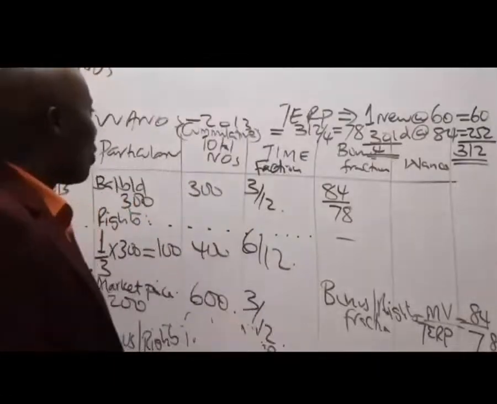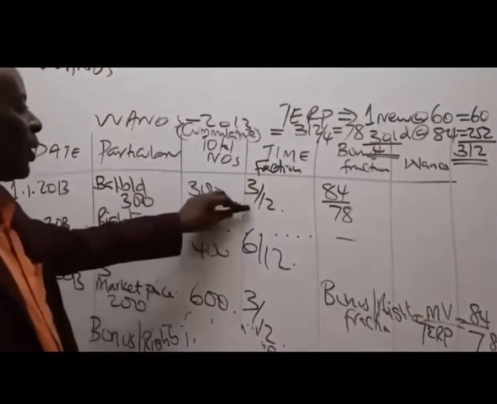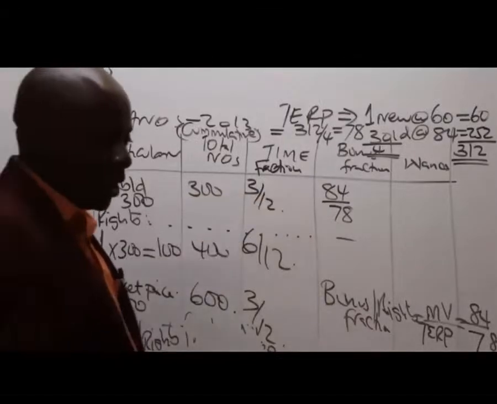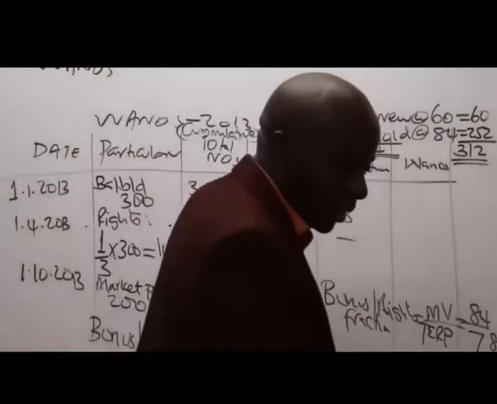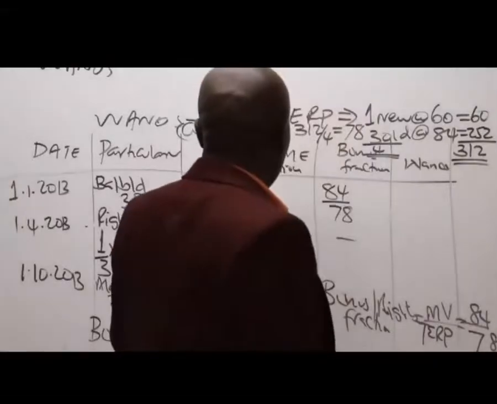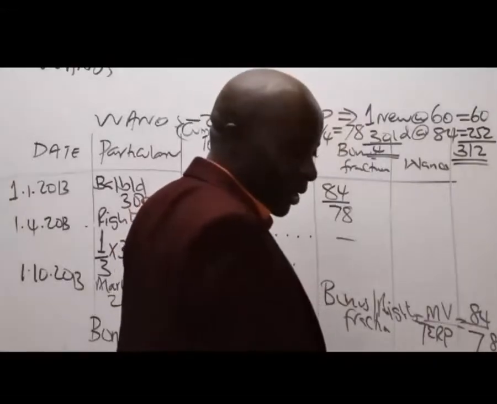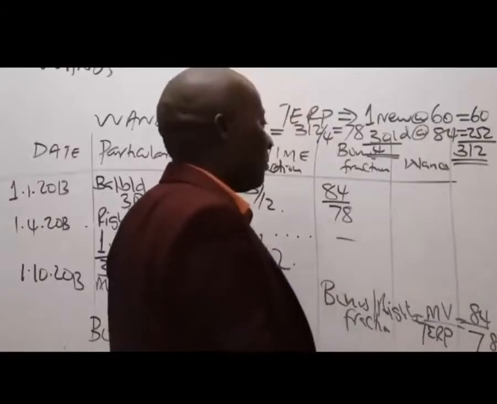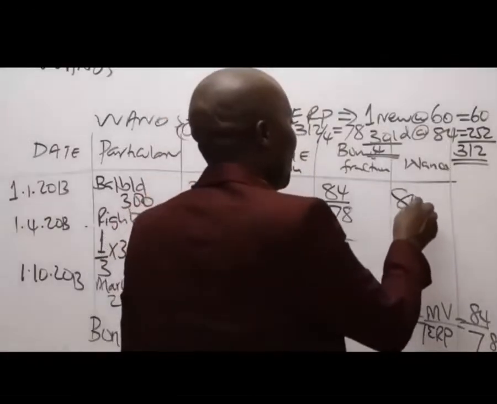So how do we get the one-offs? You take the cumulative shares times the time fraction times the bonus fraction. You give me an answer here, whole number. They're giving me 80. Remember this 300, not 300,000. 80 point, okay. If you want 2 decimal places, no worries, 80.77.